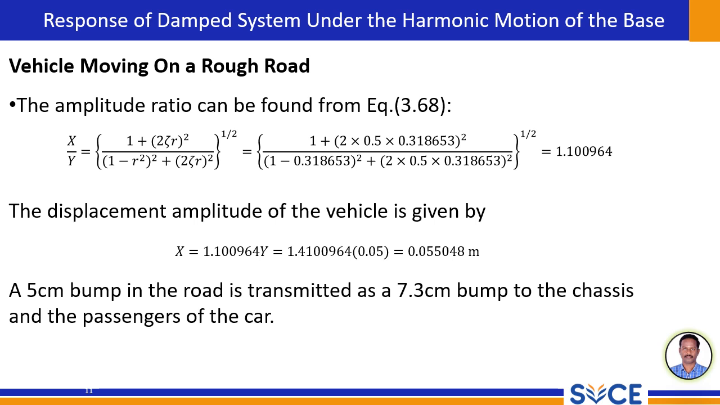Now, let me complete this vehicle vibration problem by calculating the amplitude ratio and displacement amplitude. We can find the amplitude ratio X by Y using the formula that we discussed earlier in terms of psi and r. This formula relates the amplitude of the vehicle vibration X to the amplitude of the road surface variation Y based on the frequency ratio r and the damping ratio.